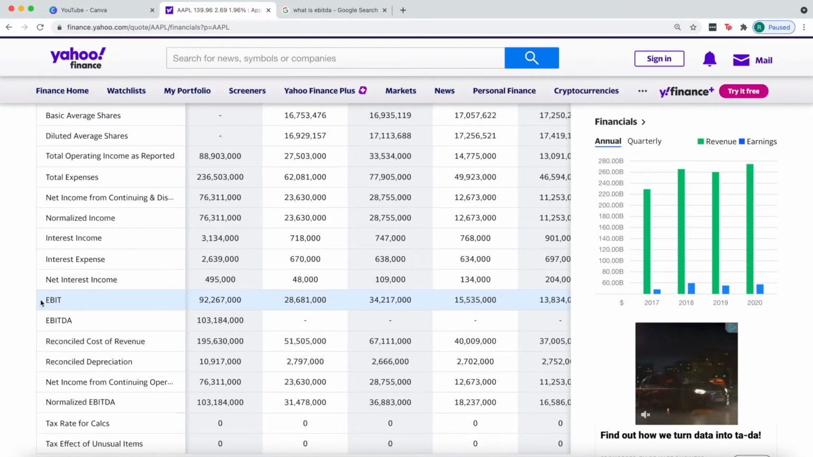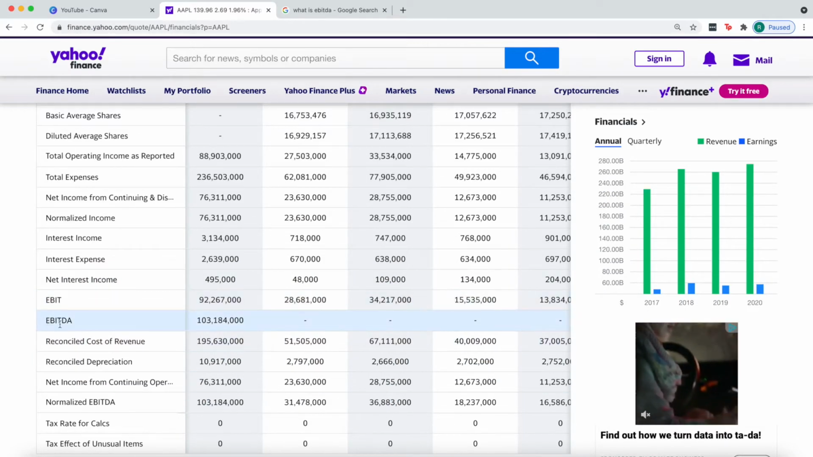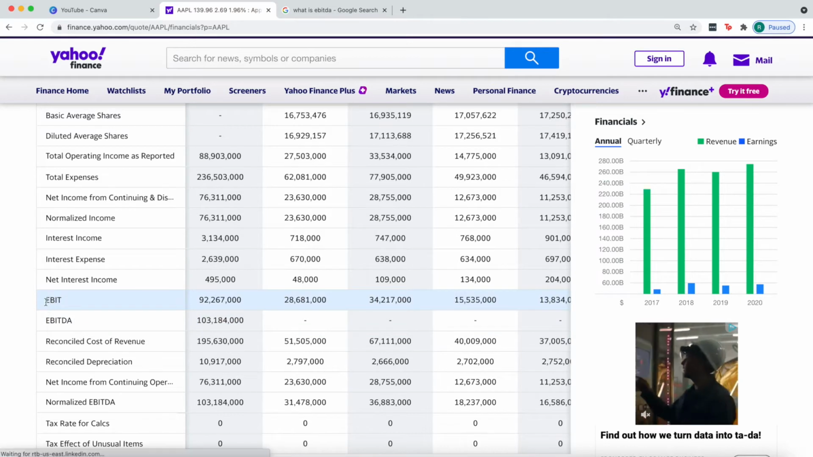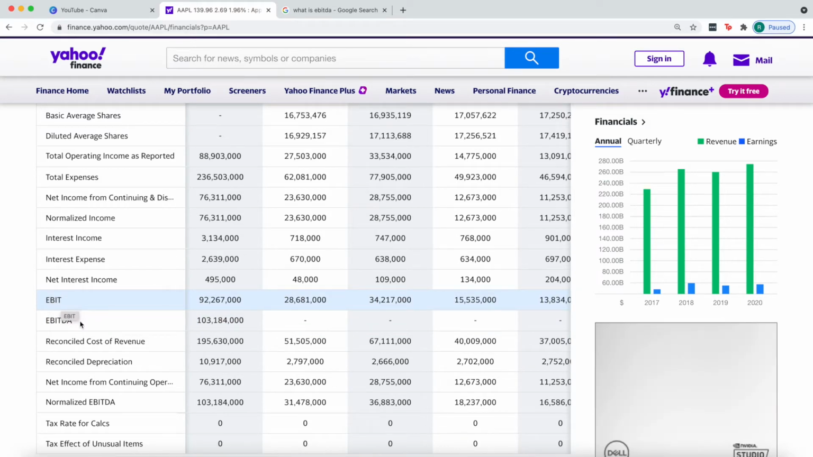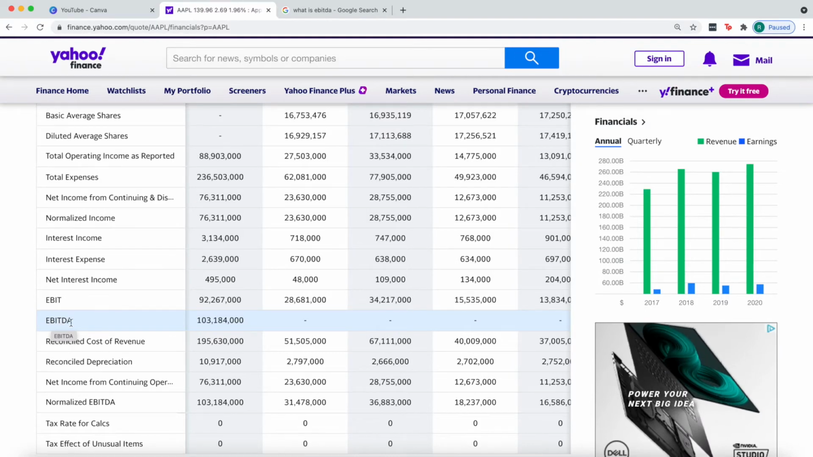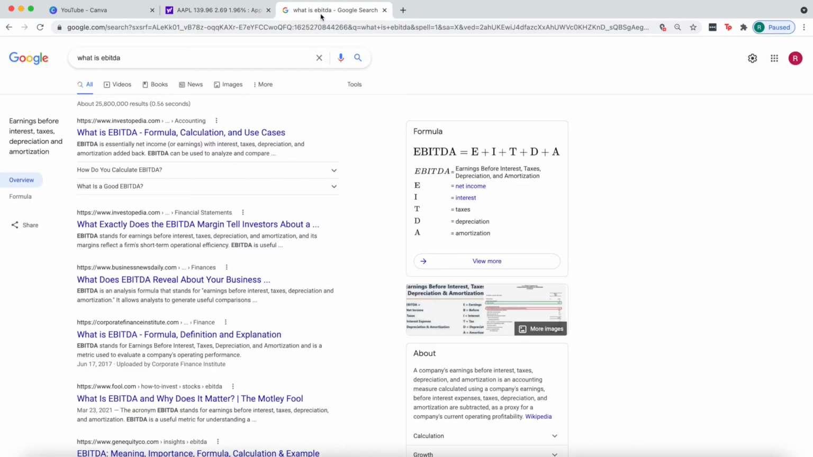So now let's get into this topic over here of EBIT and EBITDA. EBIT is your earnings before interest and taxes. EBITDA is your earnings before interest, taxes, depreciation, and amortization. What are all of those things? Let's go into it.